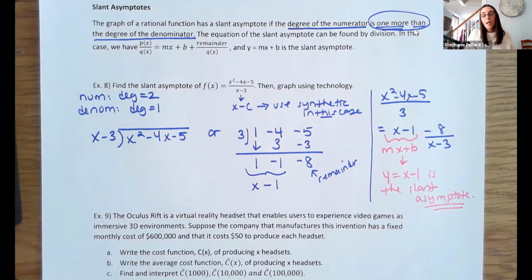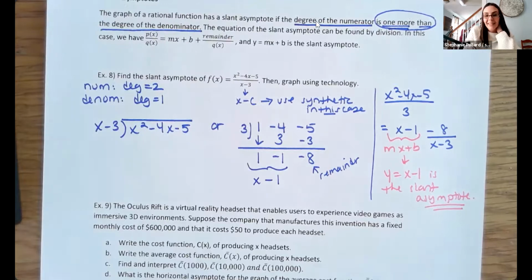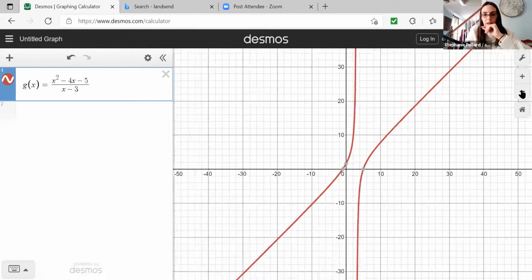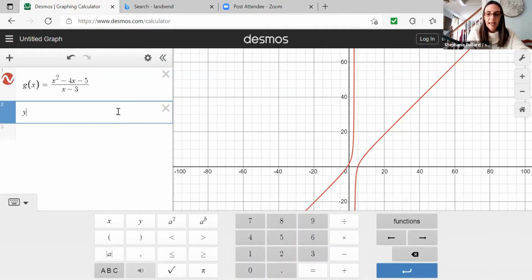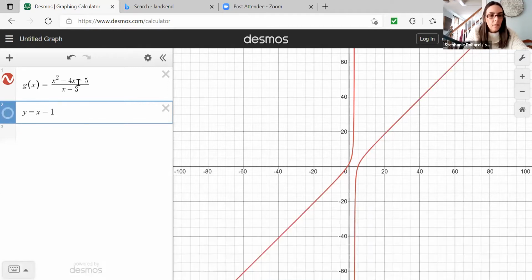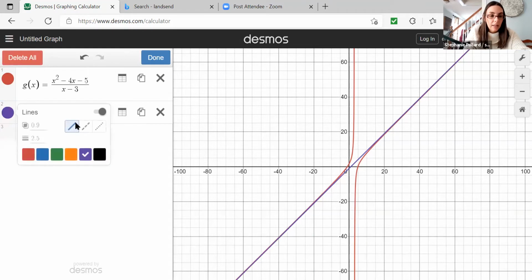All right, so let me show you what this looks like on Desmos. We'll save us the time of graphing this one by hand, since we already did quite a few. So we have x squared minus 4x minus 5, and then we had x minus 3. Let me zoom out a little bit so you can see that. And I'm also going to graph the equation of the slant asymptote, which was x minus 1. And again, I want to change that to a dotted line because technically that is not on our graph. I'm going to make it purple.